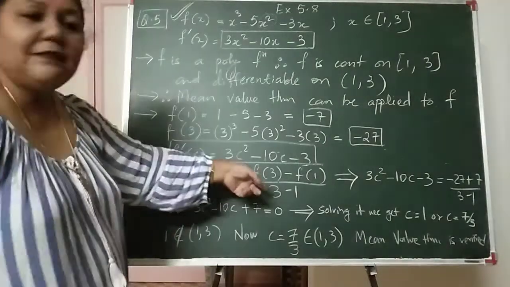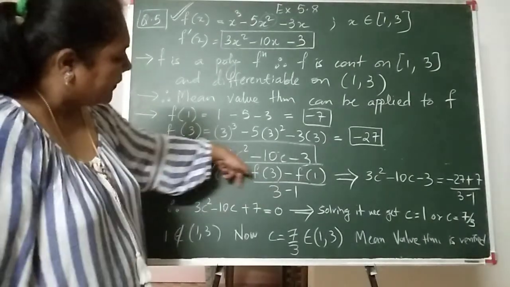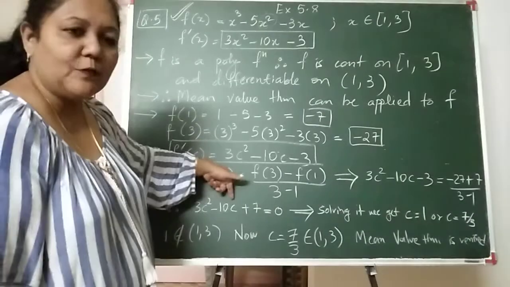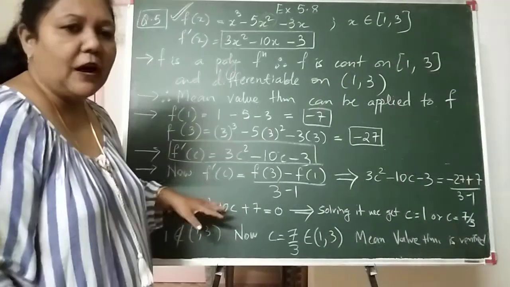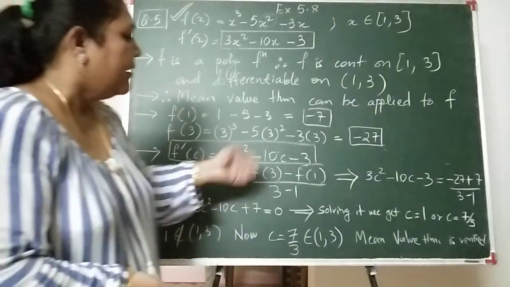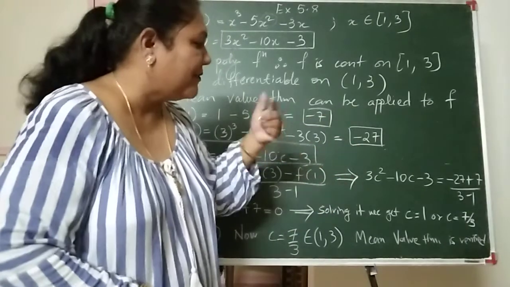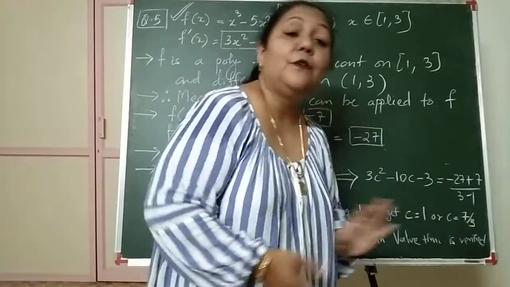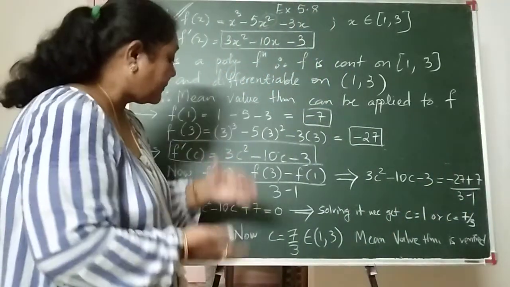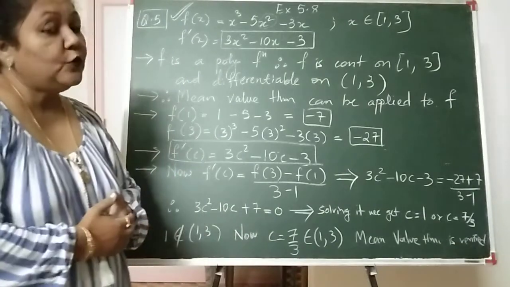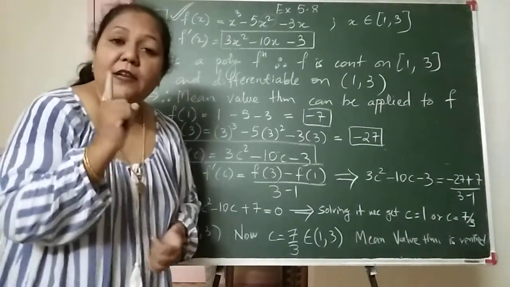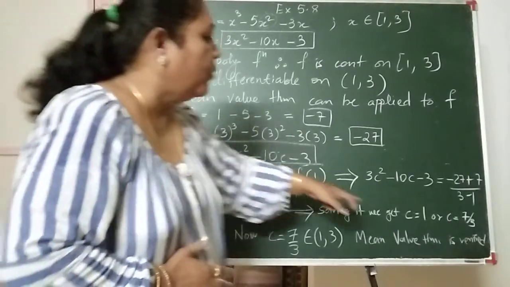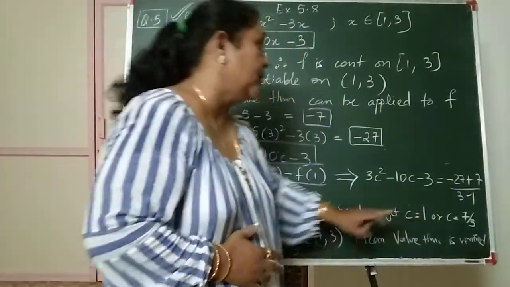If you factorize this, you know now how to take factors, no? 3 sevens are 21 and 3 plus 10, that is minus 3 and minus 10. So you know how to split the middle term and factorize. When you factorize and solve, you get two values of c, that is c is equal to 1 or c is equal to 7 upon 3. Now, two values are not possible, you will get only one value which is going to follow the mean value theorem. So I go to the first value, that is c is equal to 1.